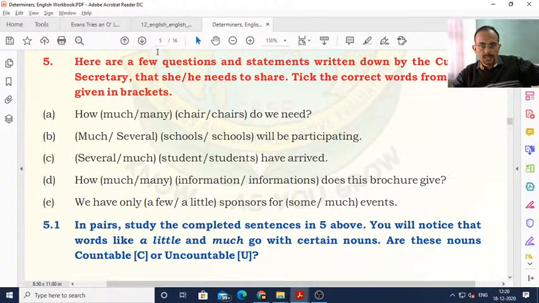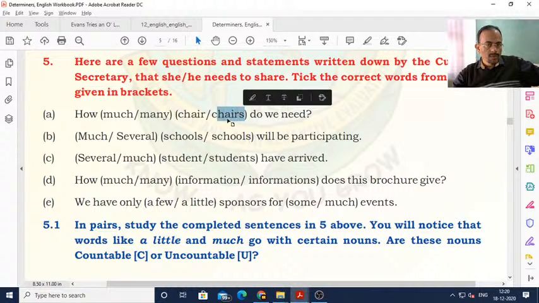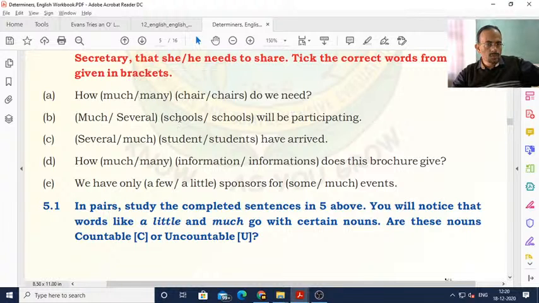Okay, this also let us revise once quickly. How much, many chairs do you need? So it's a countable noun, so it should be many here. Always remember, many is used with countable nouns, whereas much is used with uncountable nouns. Much, several, schools will be participating. So countable noun, schools. So it is several schools, not much, because much is used with uncountable nouns.